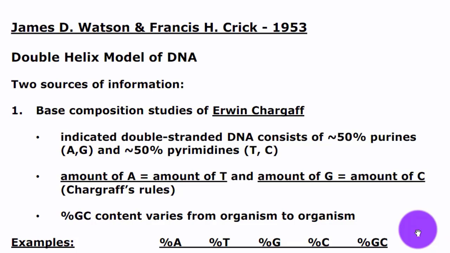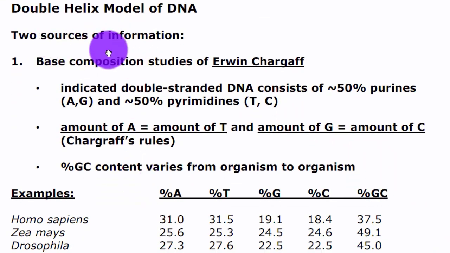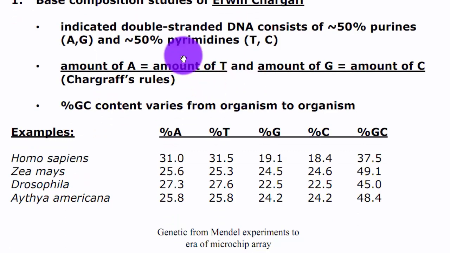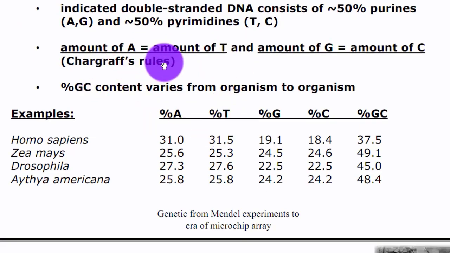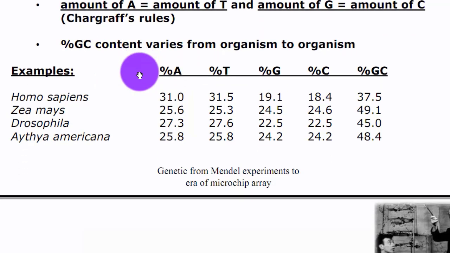The Watson and Crick model, the double helix. The double helix model of DNA had 2 sources of information. Base composition studies of Erwin Chargaff indicated that double-stranded DNA consists of 50% purine and 50% pyrimidine, and the amount of A equals the amount of T. These are Chargaff's rules. The amount of G equals the amount of C. The GC percentage content varies from organism to organism.